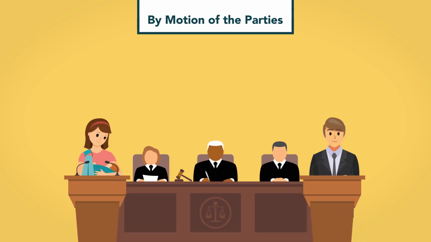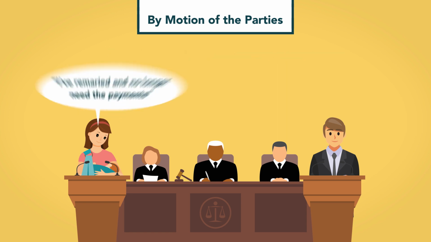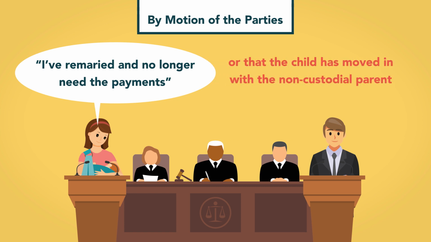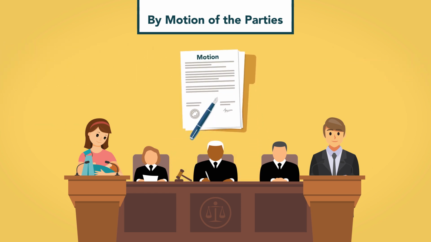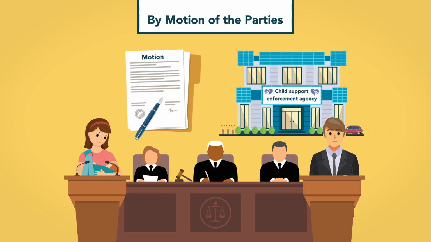By motion of the parties. As in the case of modification of the child support amount, either party can move to terminate child support at any time. Each state handles this differently, but some of the grounds could be that the custodial parent has remarried and no longer needs the money, or that the child has moved in with the non-custodial parent. Depending on the state, a motion with the court or filling out an administrative form will trigger an investigation by the support agency, which will make a determination or recommendation to the court.